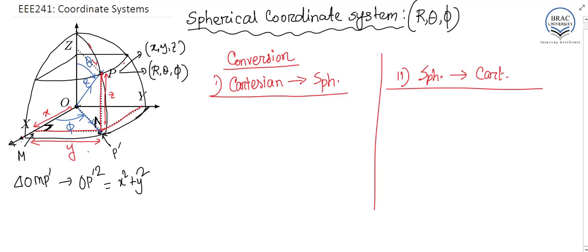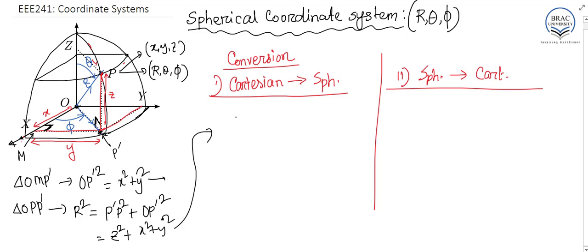From the OPP prime right angle triangle, we get r squared equals P prime P squared plus OP prime squared. P prime P squared equals z squared because P prime P is the z coordinate of the point, right? And OP prime from this equation is x squared plus y squared. So from here we can conclude r equals root over x squared plus y squared plus z squared, right? Now, what about theta?